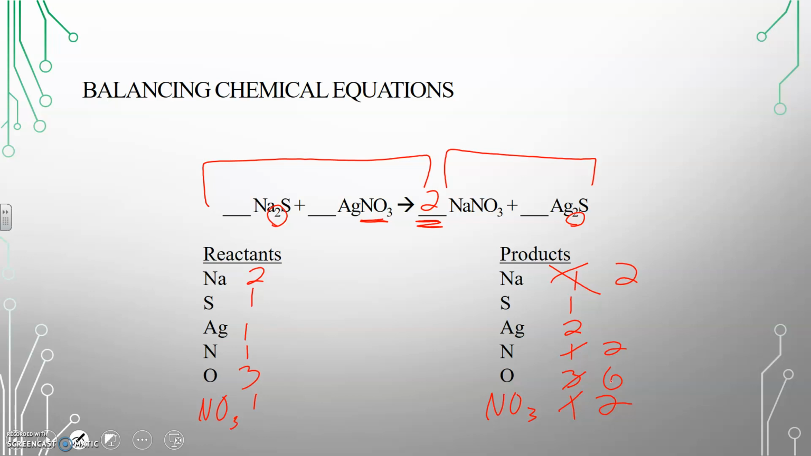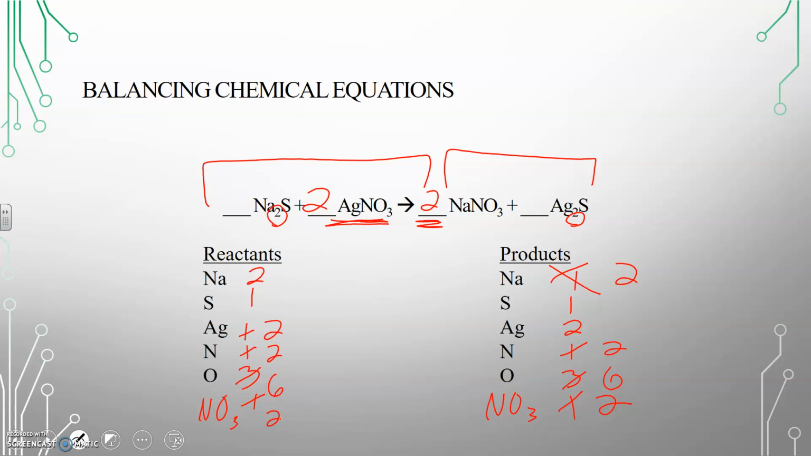Well, let's go ahead and start with our silver and balance that. So we have 2 silvers on the right side and only 1 on the left. If we put a coefficient of 2 in front of that silver containing compound, now we've doubled our silvers, so we have our first 3 elements balanced. But because that 2 applies to everything in this compound, we've also doubled the nitrogens and the oxygens, which also results in doubling that polyatomic ion.